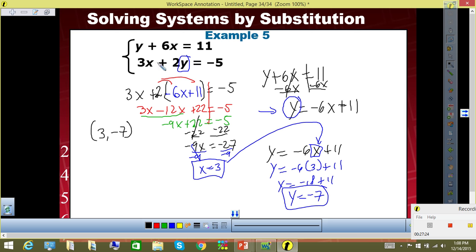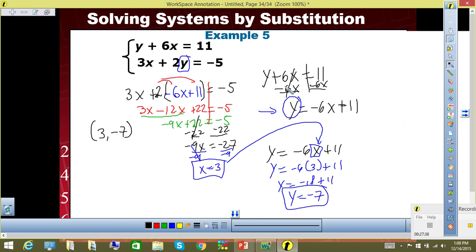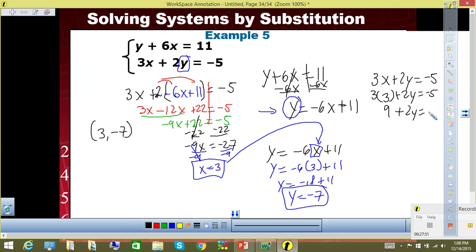Oh, you got y equals negative 2 because you used the second one? All right, well, it has to be the same answer. It doesn't matter which equation. I'm going to use the second equation just so you can see how we get the same answer. Instead of x, it's 3. This is 9 plus 2y equals negative 5. Minus 9, minus 9. 2y equals negative 14. Divide by 2. y equals negative 7. Right. So this is our solution.